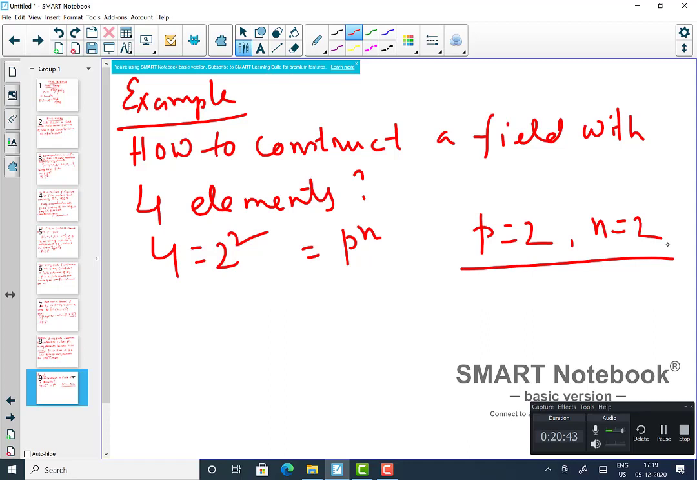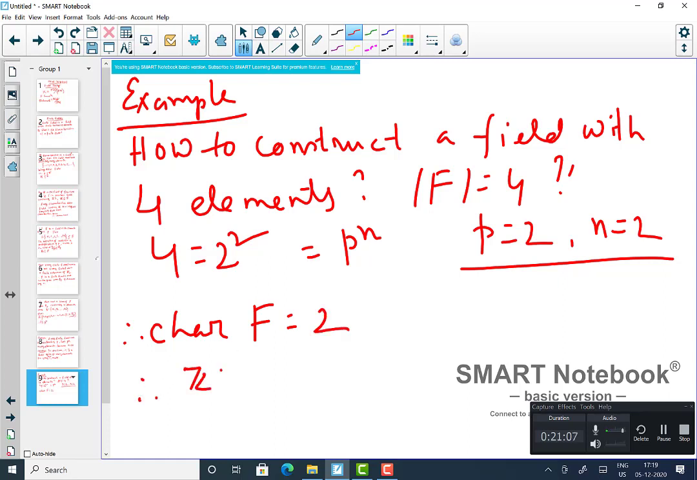So what does that mean? That means you need to find out, okay, first of all, p equal to 2 means what? That means the characteristic of the four-element field is 2. So let's suppose this is my field F. I just found that the characteristic of F is 2, right? So thus Z mod 2Z, which is F_2, is sitting inside F, right? We just got that from our previous results.